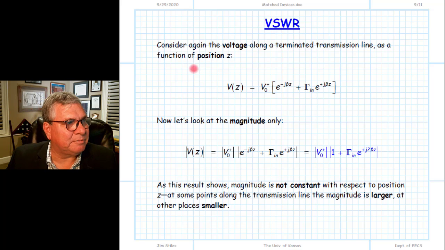And of course we've seen this before, right? The peaks and nulls associated with the total voltage. At some places in the transmission line, we get the largest value of magnitude, and other places the smaller.